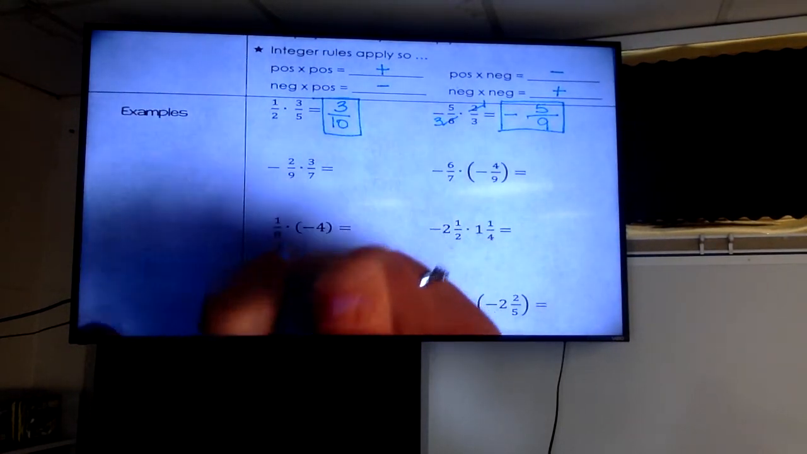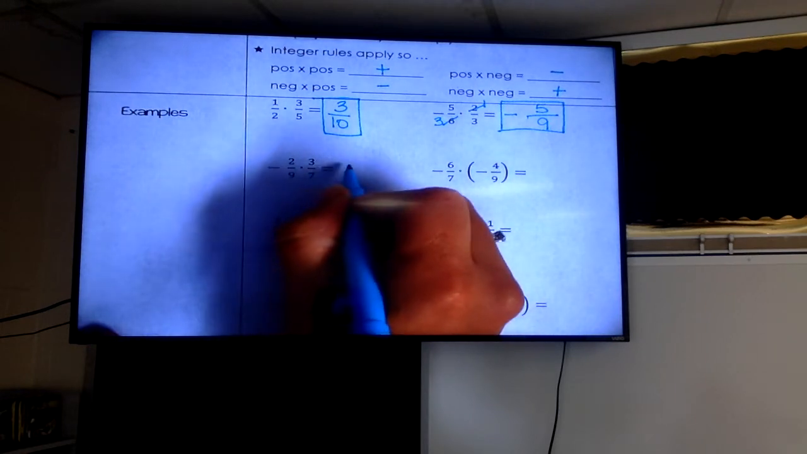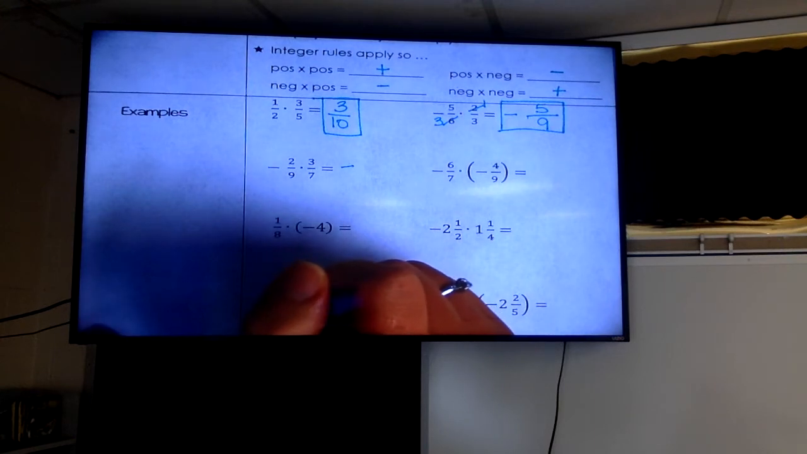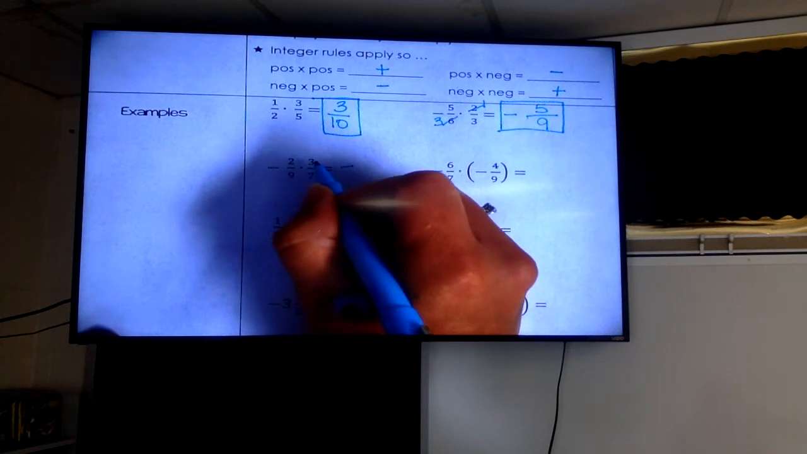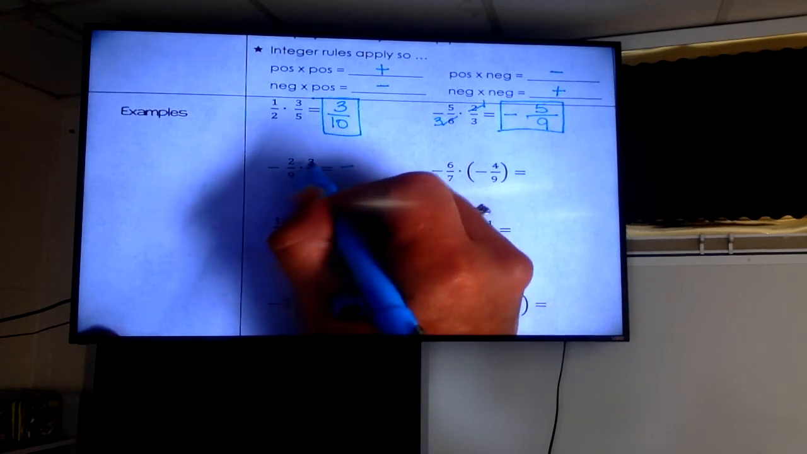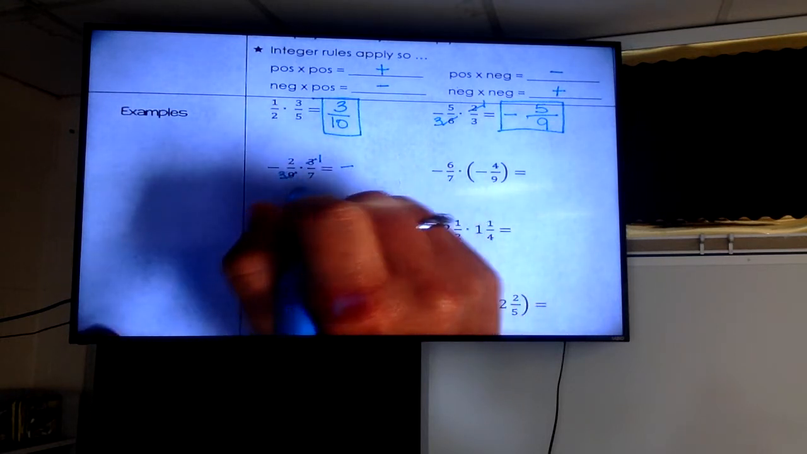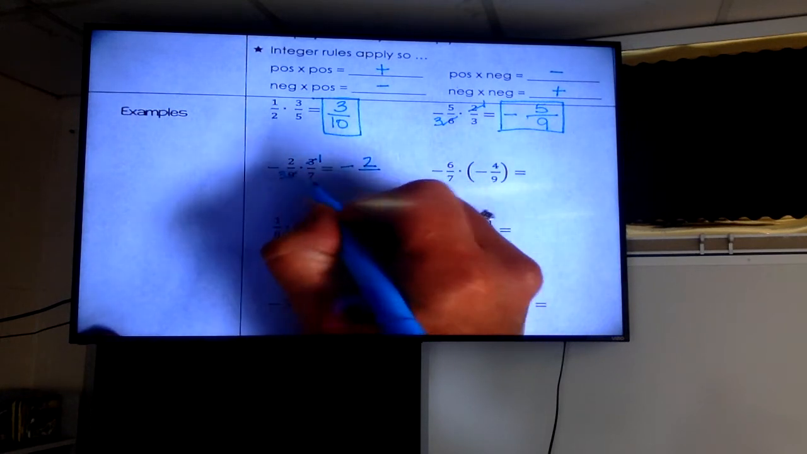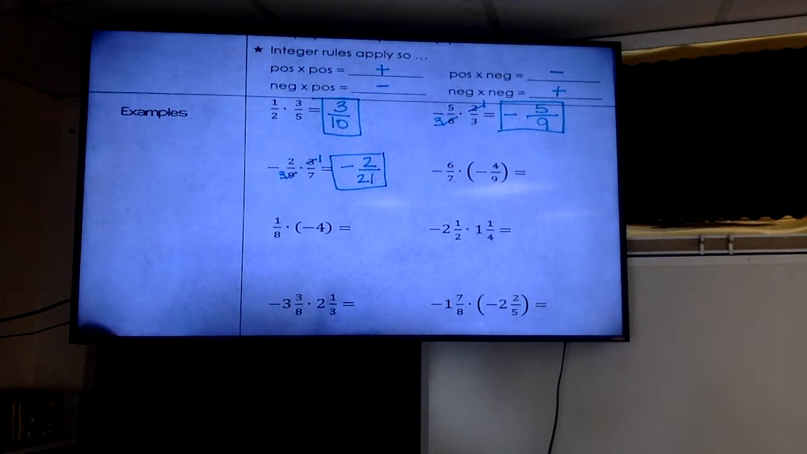Right, so negative 2/9 times 3/7. Okay, negative times a positive is going to give me a negative answer. Check for anything I can simplify. Remember, numerator with denominator. So I see a 3 and a 9. So 3 divided by 3 is 1, and 9 divided by 3 is 3. So then we just multiply going across. So 2 times 1 is 2. 3 times 7 is 21. My answer is negative 2/21.